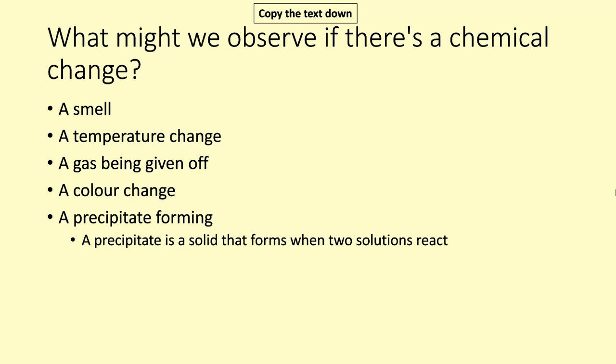And then lastly, you might have a precipitate forming. Now, you might not have met this term precipitate before, but a precipitate is a solid that forms when two solutions react. So you've probably met precipitate in terms of geography. So you talk about precipitation as being rain, or you can talk about precipitous cliffs in terms of being ones that have got a steep drop. But in chemistry, it means a solid that forms when two solutions react.